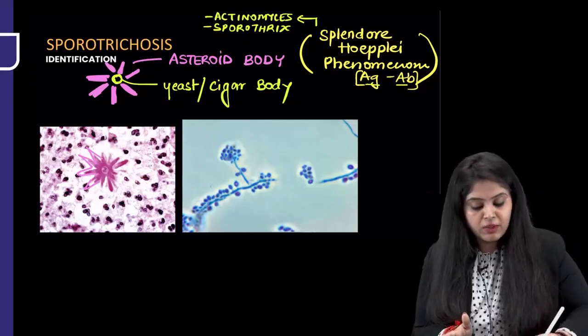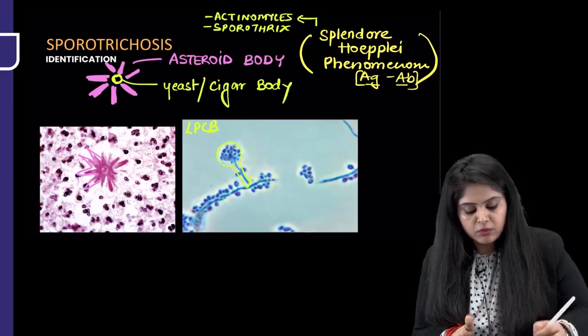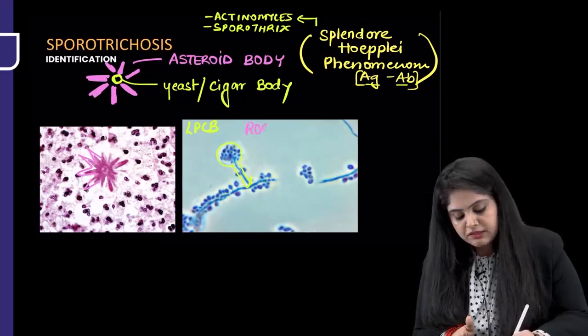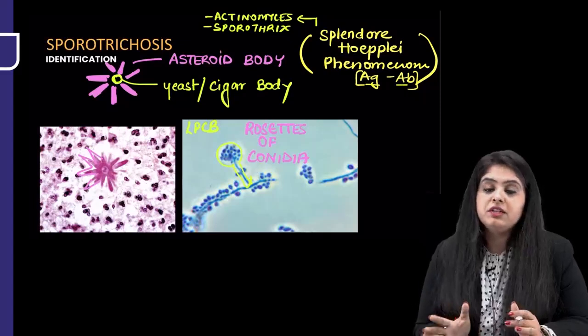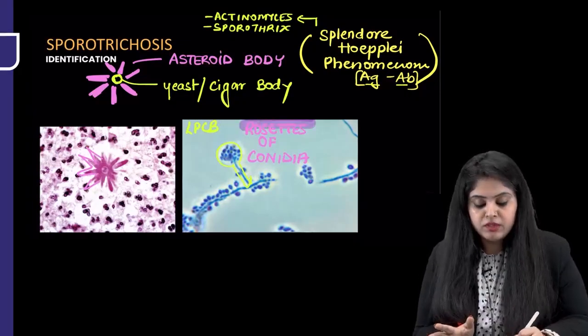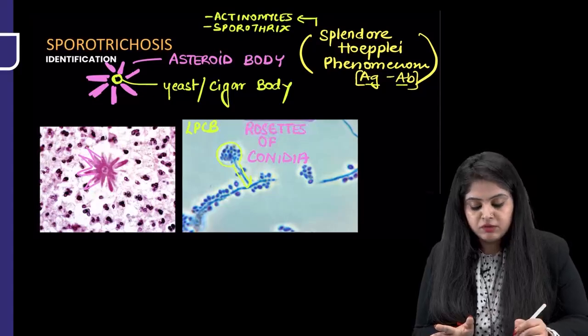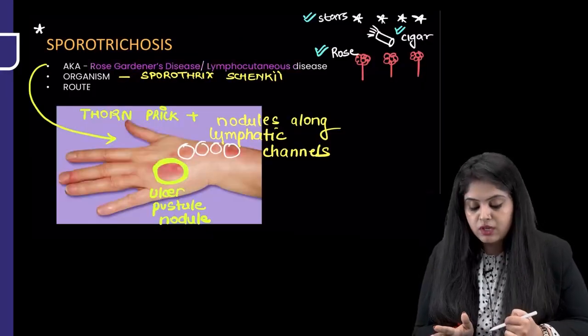Coming back to the rose, when you look at it under lactophenol cotton blue, you can see another rose-like structure is formed. What is this known as? This is known as rosettes of conidia. Again, another rose coming. Like I told you, this is the rose gardener's disease, and everything about it has to do with roses. So we see the presence of rosettes of conidia. Let's do a recap. Why did I call it the good life?